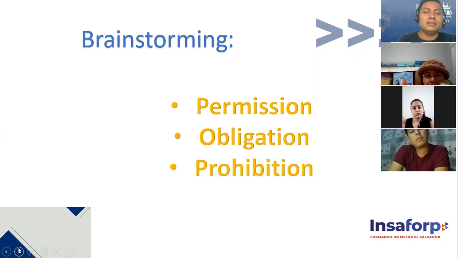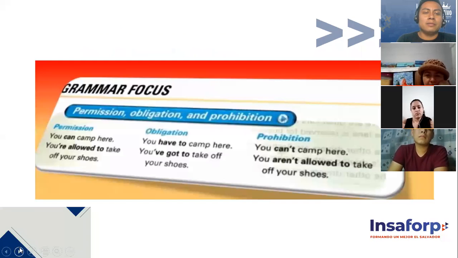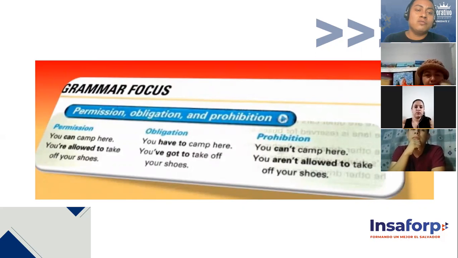All right, so, what about, if we do this, let's see, we have a permission, but we did this already, and hold on, here we go. This is from the video. I know you might have seen it already, and we were given this already. For permission, we have can and be allowed to, so that's the construction. Obligation, have to, or in this case, the contraction have got to. And for prohibition is can't, and then we have aren't allowed. So it's basically the negative form.